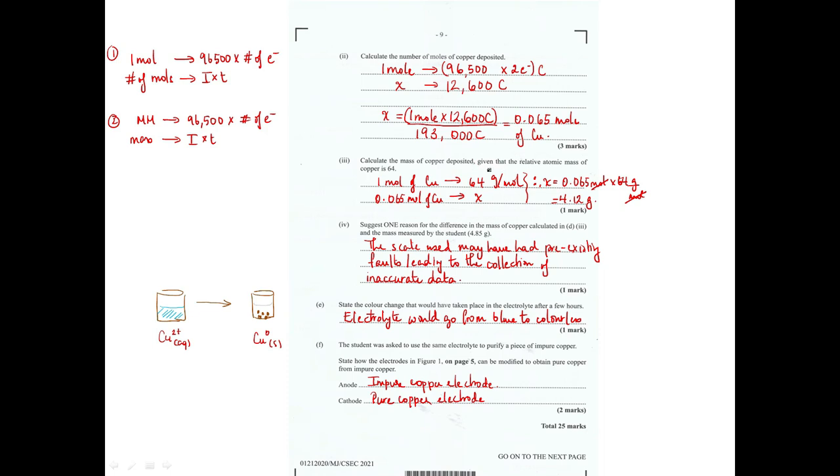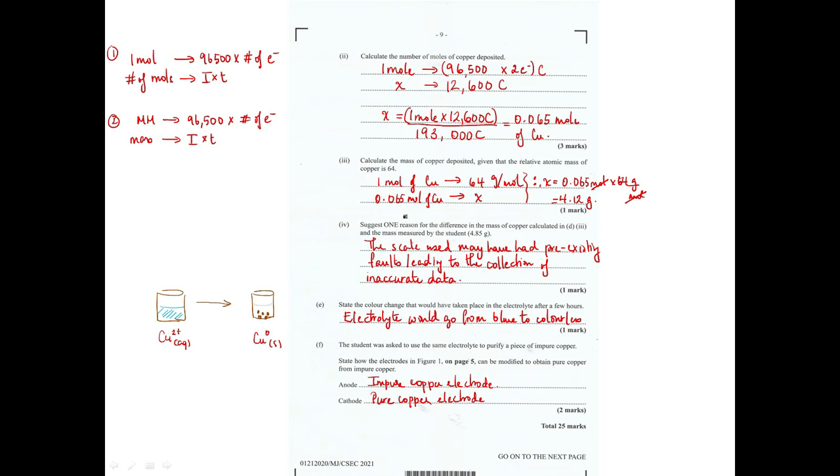So what was the mass of the moles that you had? Given that the atomic mass of copper is 64, you say 1 mole of copper is equal to 64 grams per mole. Therefore 0.065 moles of copper would have less weight, because if 1 mole has 64 and this is less than 1 mole, it would have less mass. So you multiply these two numbers, as you can see, and you end up with 4.12 grams.